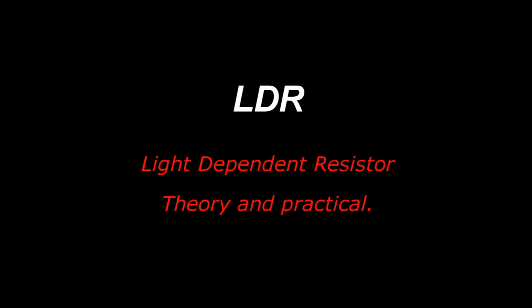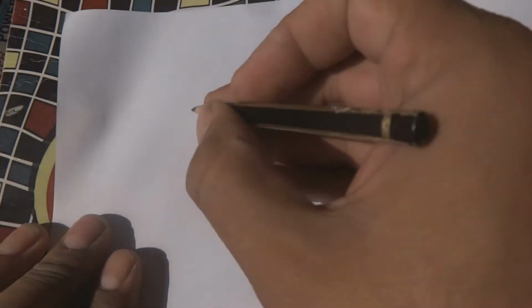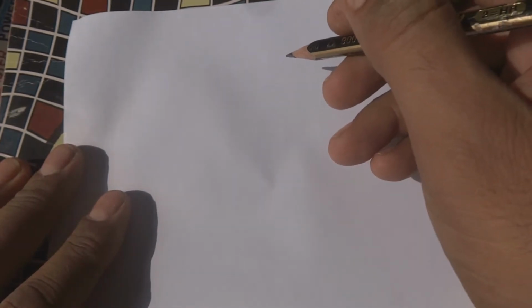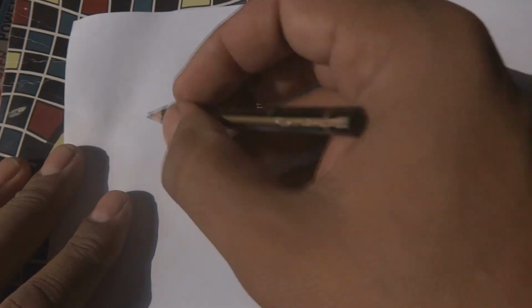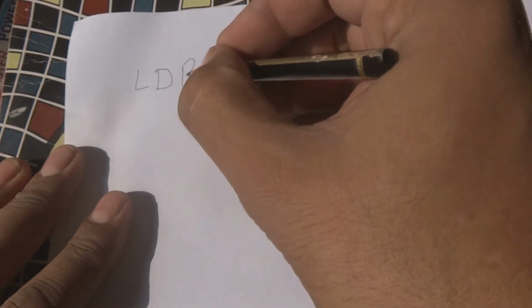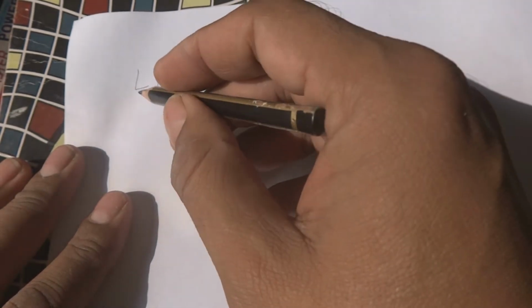Video is about LDR, light dependent resistor. These are light dependent resistors which are used in circuits where we are switching on some circuit by light. This video will be a little bit theoretical as well as practical. I will give you a lot of information about this device, LDR. So LDR stands for light dependent resistor.